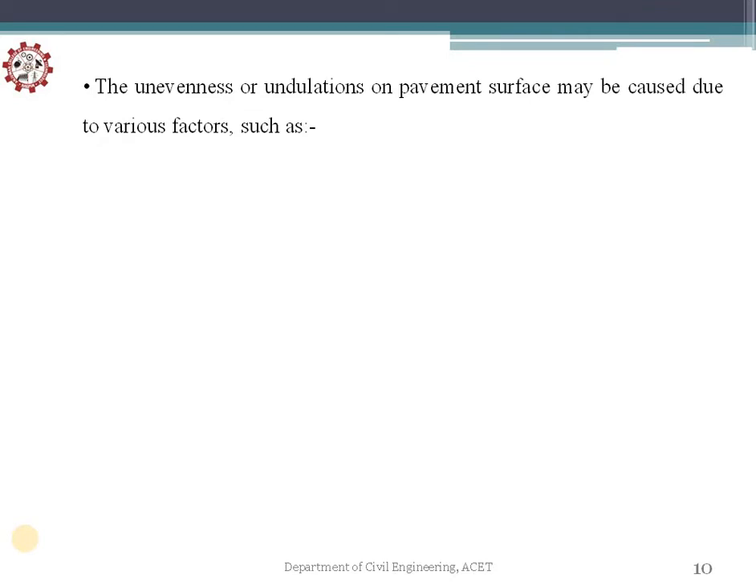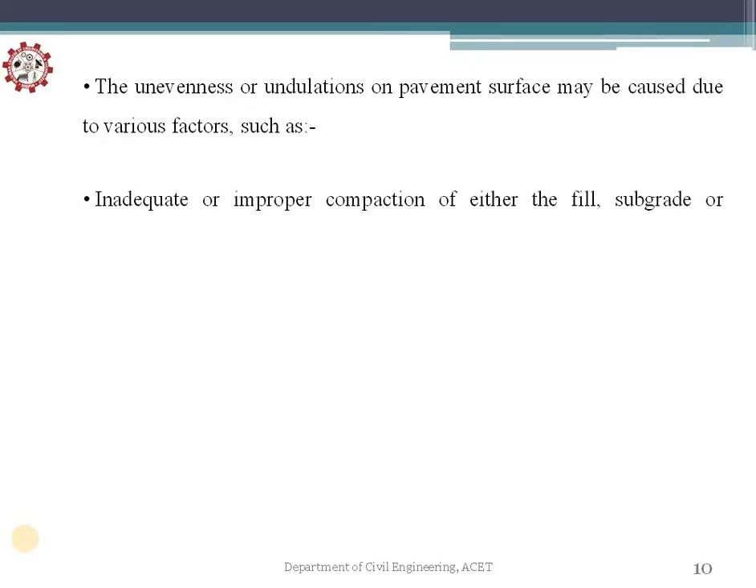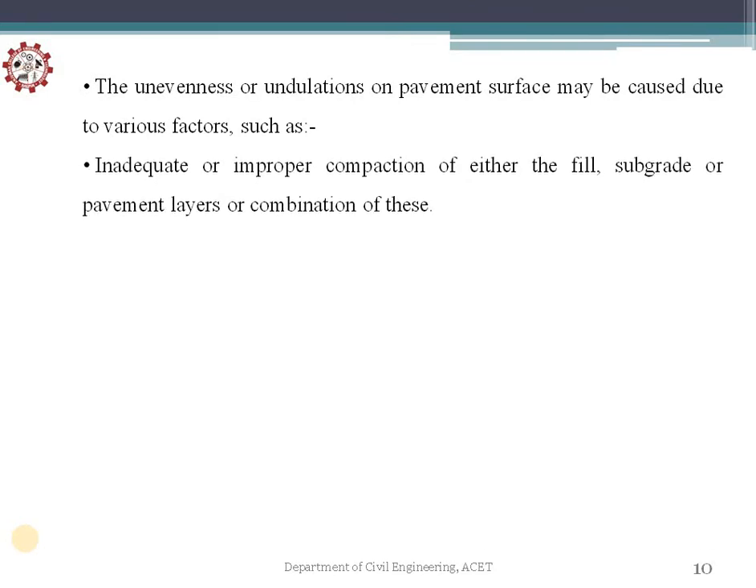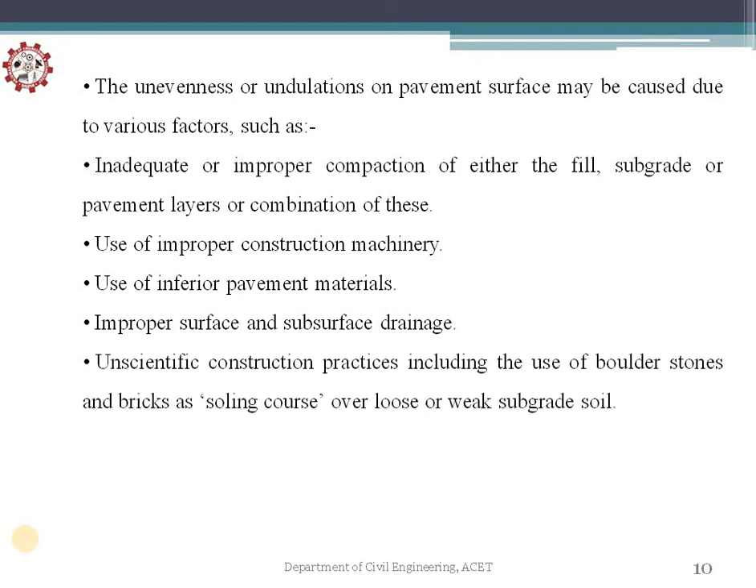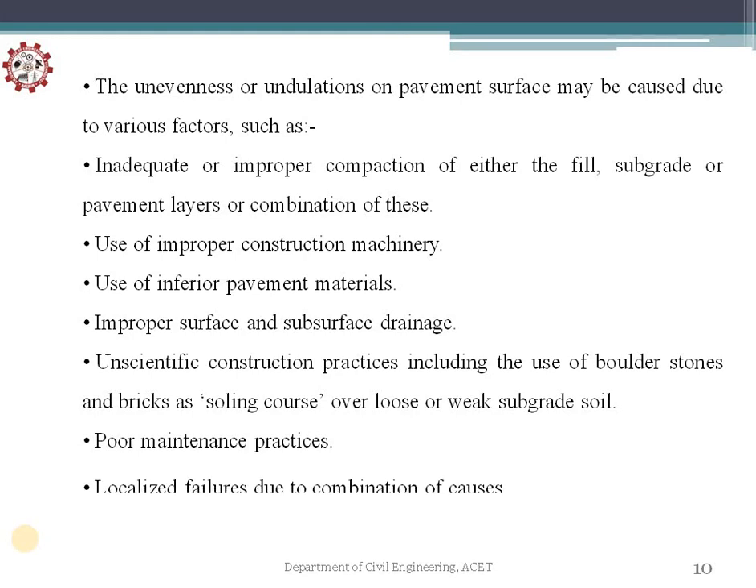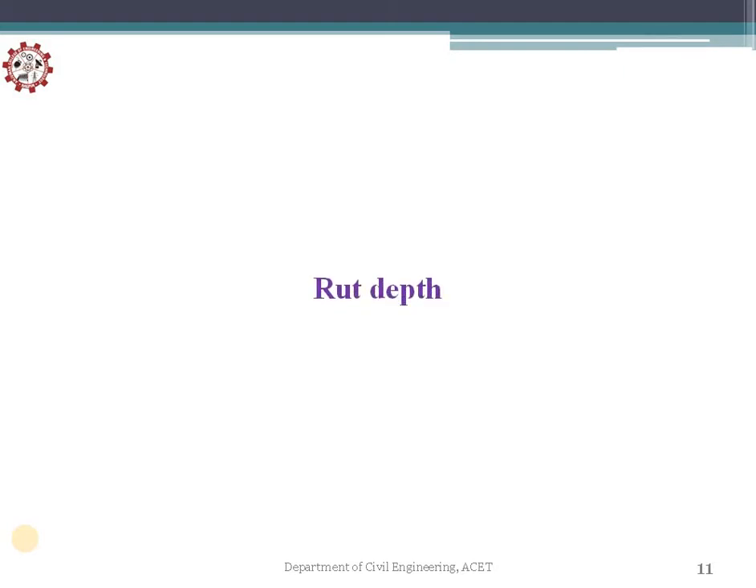The unevenness or undulations of pavement surface may be caused by various factors such as inadequate or improper compaction of either the fill, subgrade or pavement layers or a combination of these, use of improper construction machinery, use of inferior pavement materials, improper surface and subsurface drainage, unscientific construction practices including the use of boulder stones and bricks as soiling course, or loose or weak subgrade soil, poor maintenance practices, and localized failures due to a combination of causes. So all these points we have to take care of.